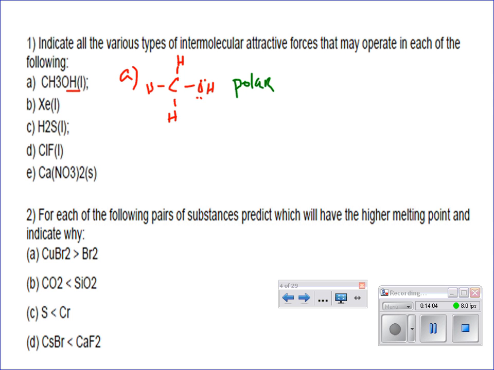Christmas colors, because I'm ready. All right. I shouldn't say that. Sorry. Holiday colors.